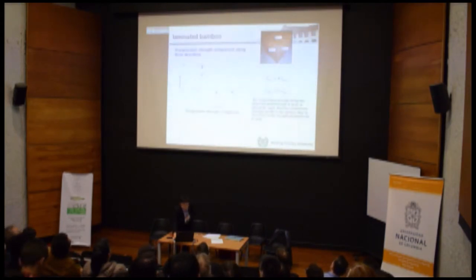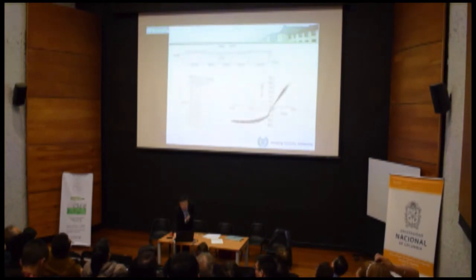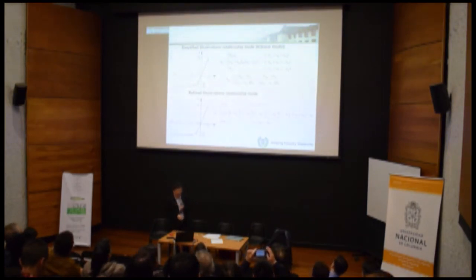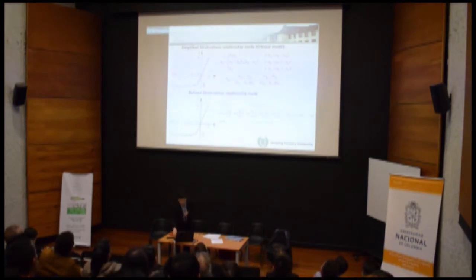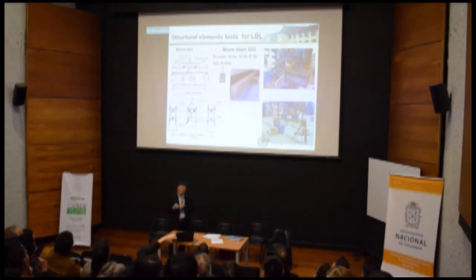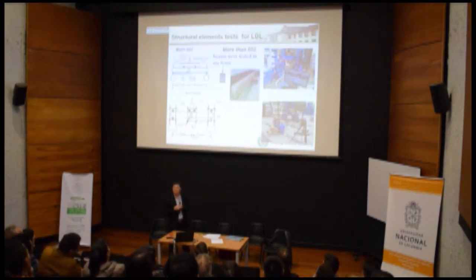Besides the mechanical performance, we have done a large quantity of experiments on structural elements. Based on the mechanical property experiments, we proposed two models for the stress-strain relationship. These two figures and formulas show the two main models proposed by our team. We have done a large quantity of experiments on beams. More than 500 beam specimens have been tested in my team. We have considered many different factors. Both static loading tests and cyclic loading tests have been done. These figures show the static loading test, and this one shows the test setup for cyclic loading.